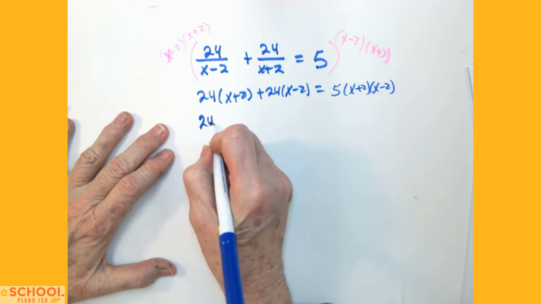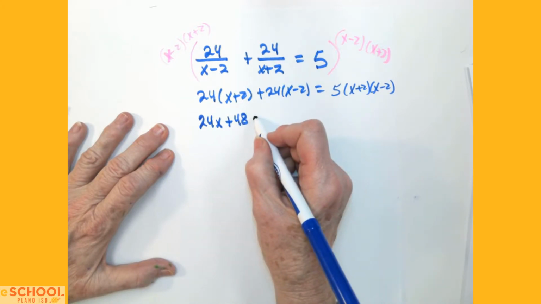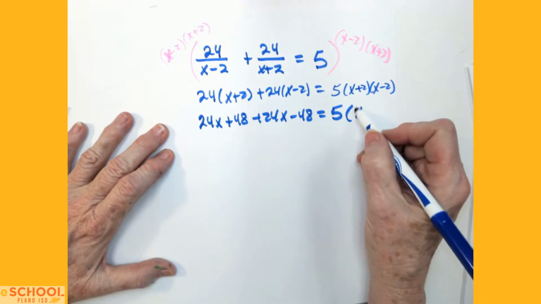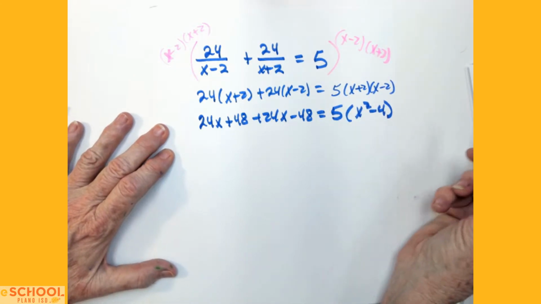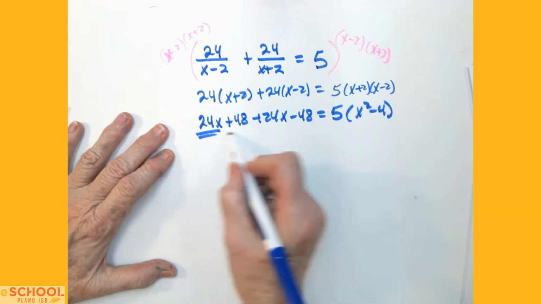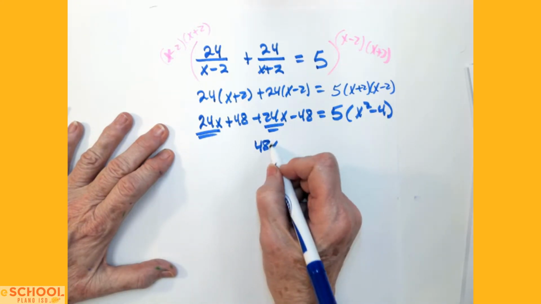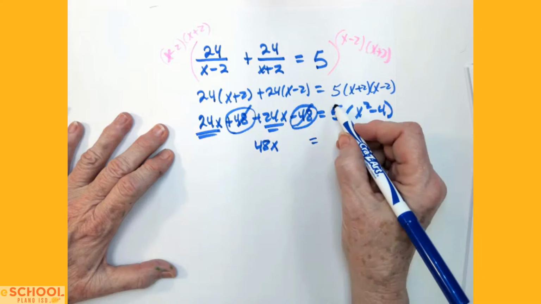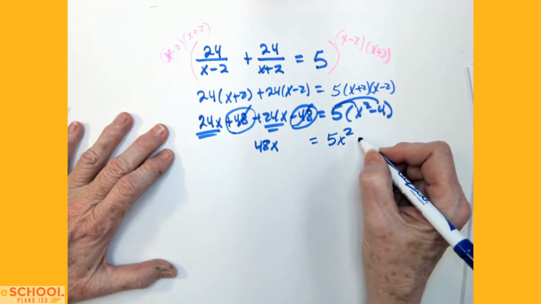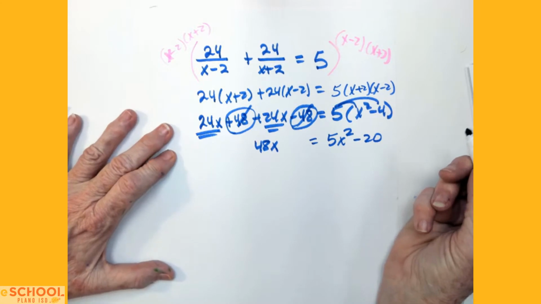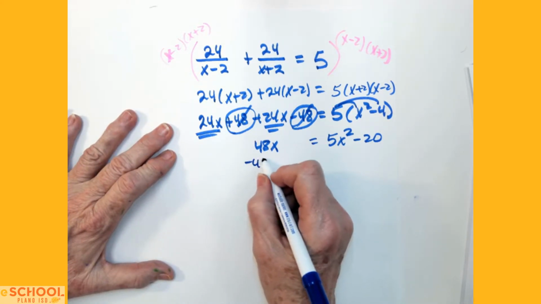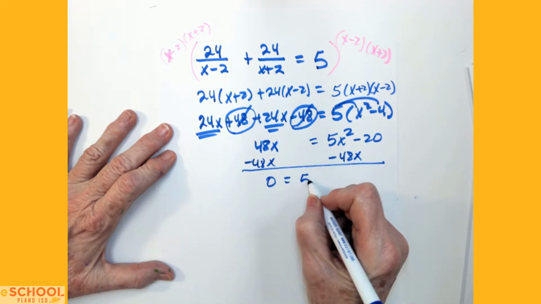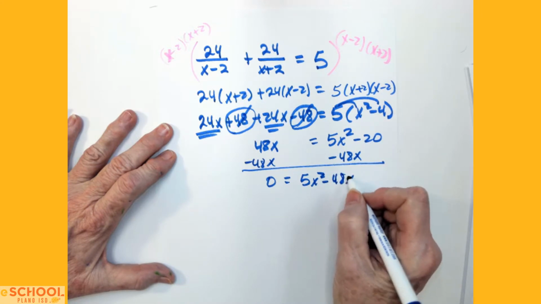Simplifying the problem, 24x plus 48 plus 24x minus 48 equals 5 times x squared minus 4. Combine like terms on this side, so 24x and 24x makes 48x, plus 48 minus 48 zeroes out. Distribute the 5 here, so 5x squared minus 20. Subtract 48x because the quadratic needs to equal 0 when you're solving. So 0 equals 5x squared minus 48x minus 20.